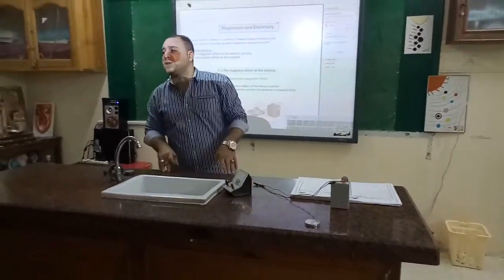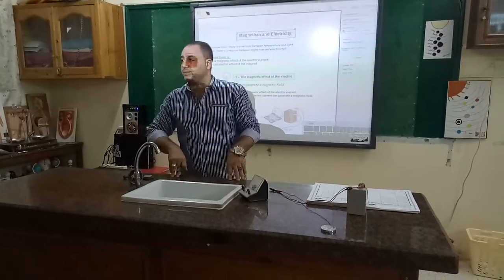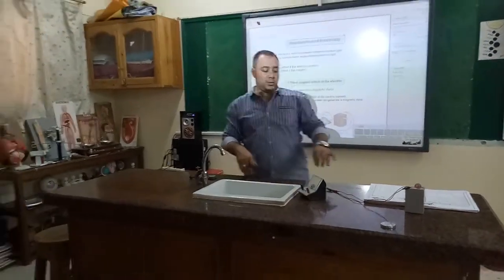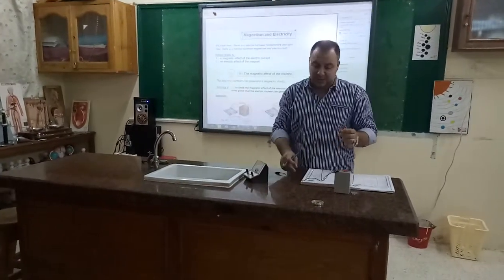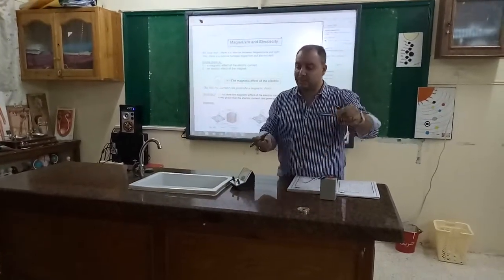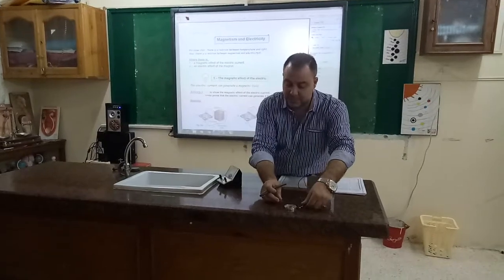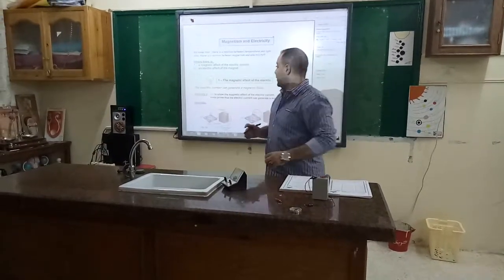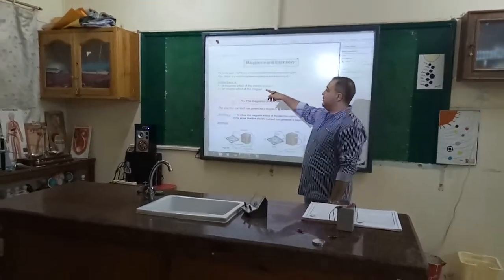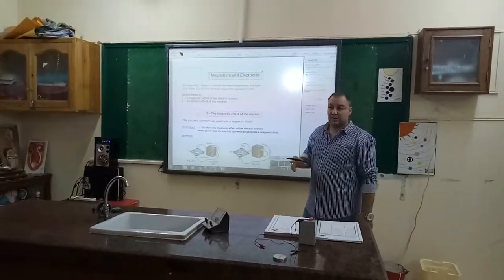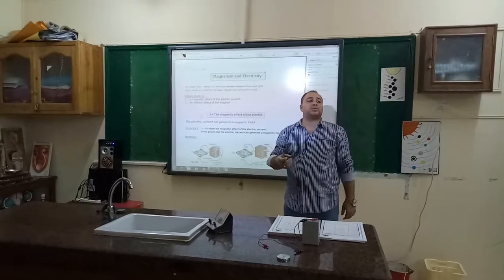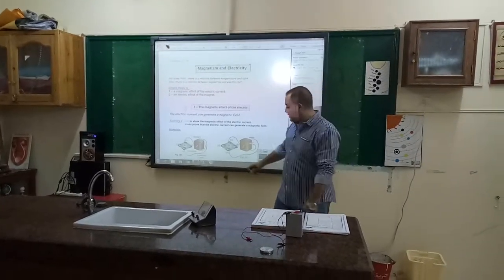This activity proves the magnetic effect of the electric current. When electric current passes through a wire and we move it beside a compass, the compass needle will deflect. Okay? So the electric current has a magnetic effect. We are going to show an activity to prove this idea.